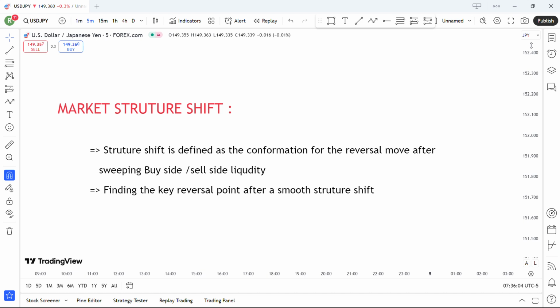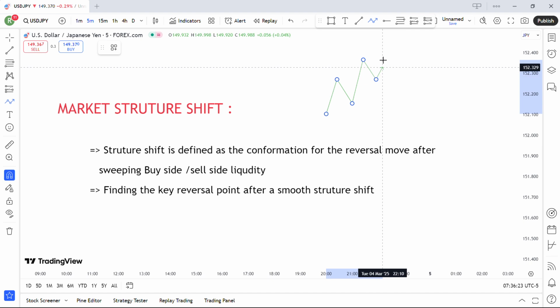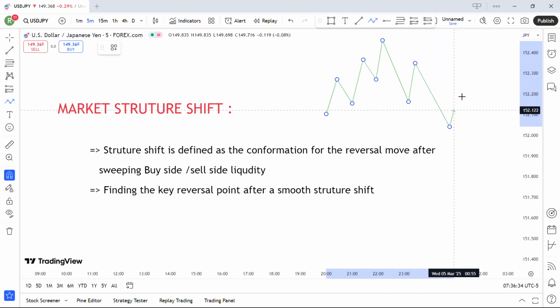Okay, which means I will explain with a diagram, so you can understand what market structure shift is. It is defined as a confirmation for the reversal move after the buy side and sell side liquidity, which means when the market is in an uptrend. What is the market structure shift? The market doesn't always go uptrend. So the market changes, and after some time the market reverses. The market goes back to downtrend.